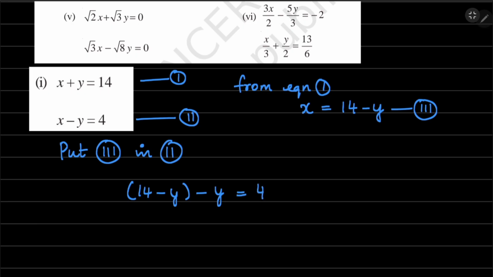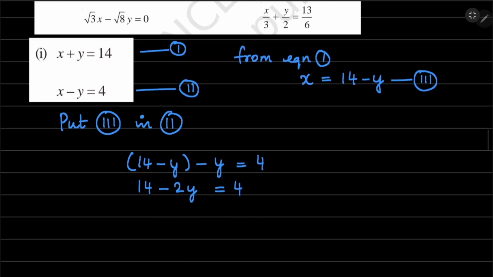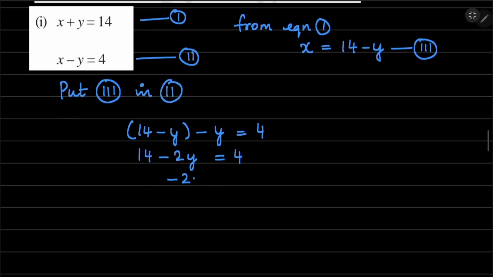equal to 4. So what is it? 14, open the bracket, minus y is minus 2y equal to 4. So you have got minus 2y equal to 4 minus 14, which is minus 10. Negative signs on either side get cancelled. So y is equal to 10 divided by 2, which is nothing but 5.